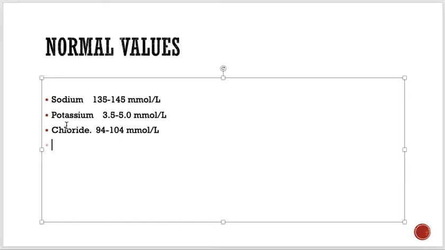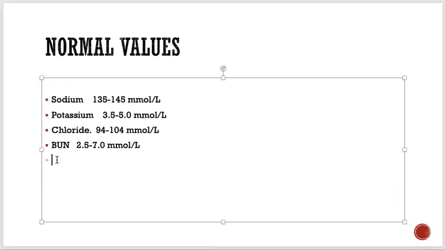When we talk about urea, the normal values are basically 2.5 up to 7 millimole per liter. In many books, you can find the same value in milligram per deciliter, which is around 7 to 18. So that is the different unit.